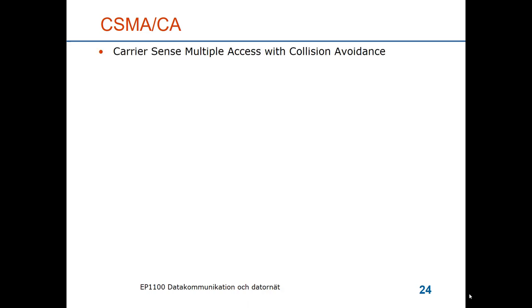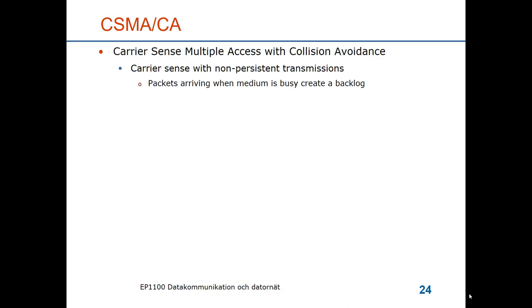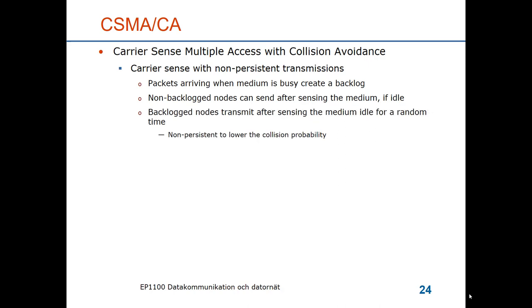It uses carrier sense, and it has non-persistent transmissions. We said that packets or frames that arrive at the node when the medium is busy create a backlog. Nodes that are not backlogged can send after sensing the medium idle for some time, while backlogged nodes have to transmit after sensing the medium idle for a minimum duration of listening plus some random waiting time. And this is the non-persistent strategy to lower the collision probability.